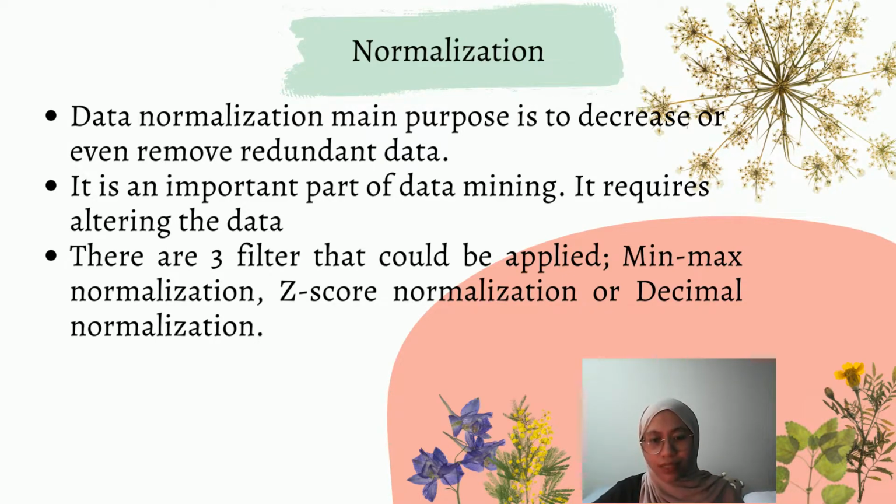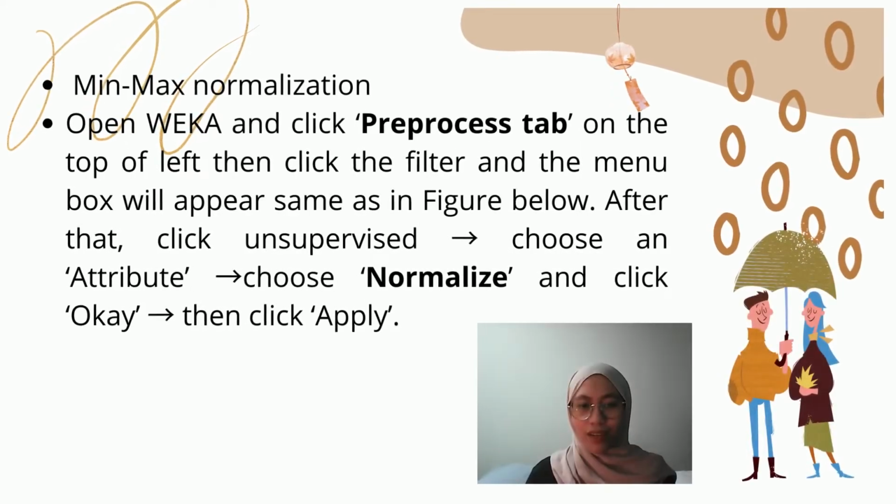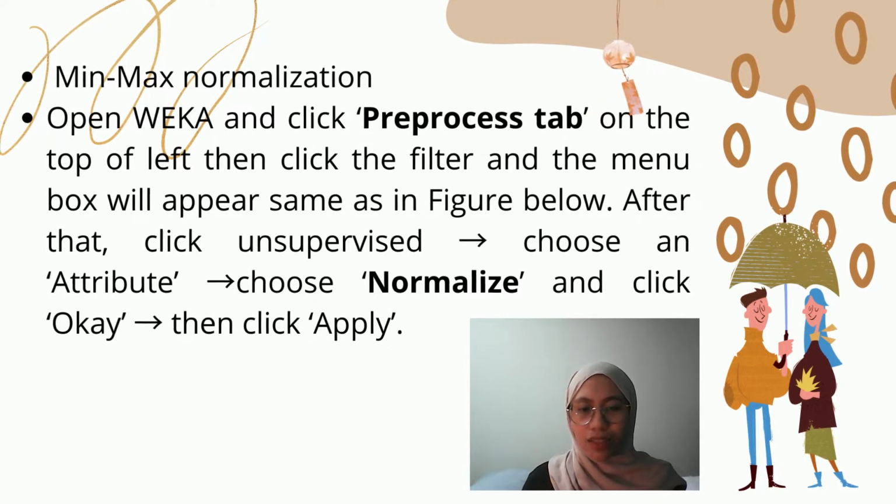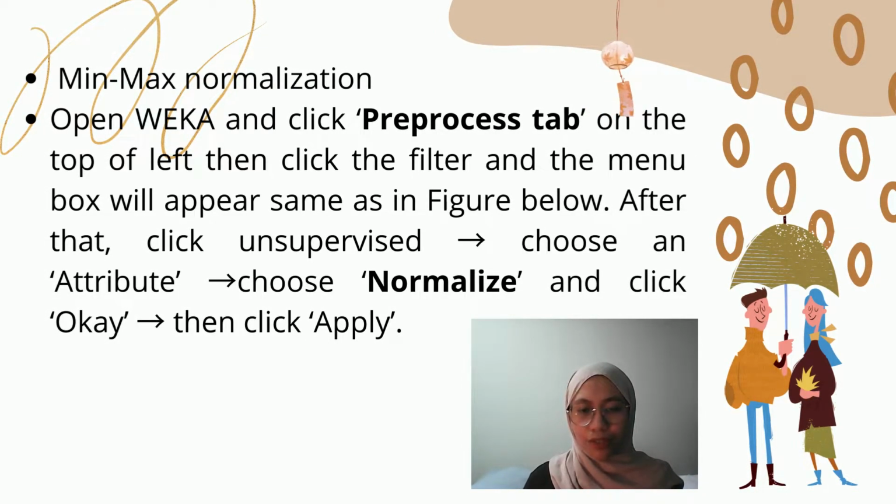There are three filters that could be applied, which are min-max normalization, z-score normalization, or decimal normalization. For our dataset, we use min-max normalization. To apply the normalization, you have to open Weka and click the Pre-Process tab at the top left, then click the filter and the menu box will appear. After that, click Unsupervised, choose an attribute, choose Normalize, click OK, then click Apply.